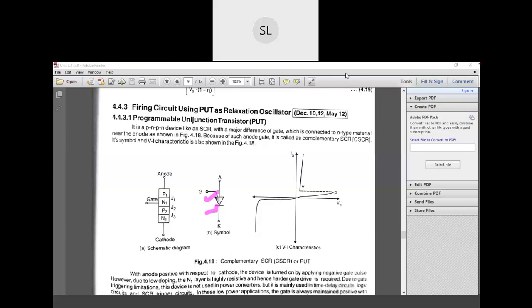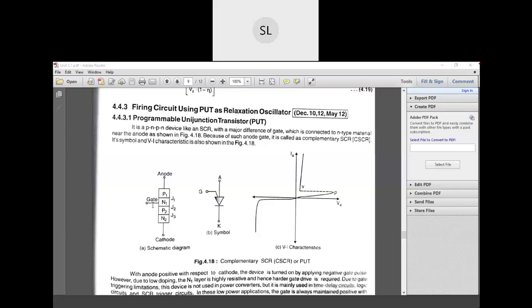So this is the main difference. That is why I had asked you, while studying the structure of the SCR, not to draw the gate anywhere else. In case of SCR, I had drawn it here, but in case of PUT, the gate is at this N1 layer. So that is the difference between the PUT and the SCR.